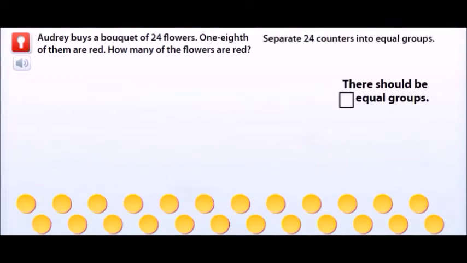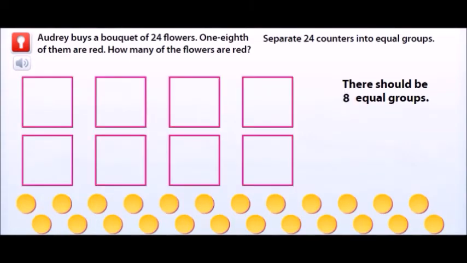So how many equal groups should there be? There should be 8 equal groups. Now let's divide the counters to create equal groups. Let's put one counter in each group.